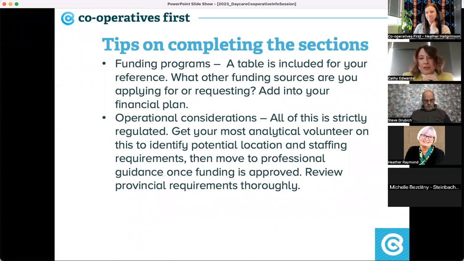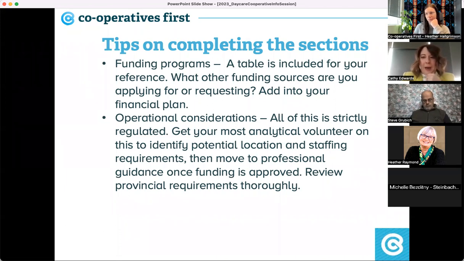From an operational consideration, childcare spaces are very, very heavily regulated, on two key criteria. Number one is staffing. So we talked about needing a director that has certain qualifications, and all of the staff likewise need a certain level of qualifications. So identifying those folks in your community early will be really important.